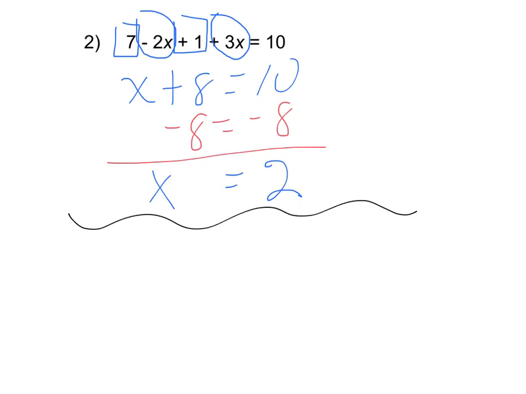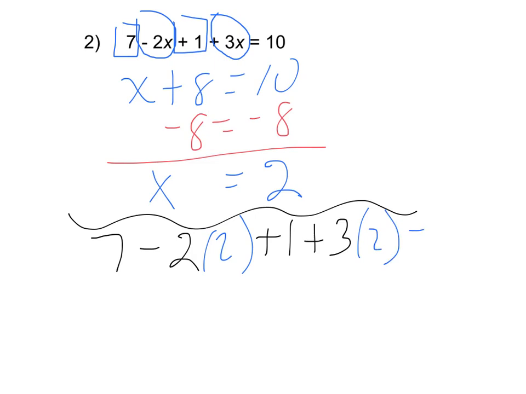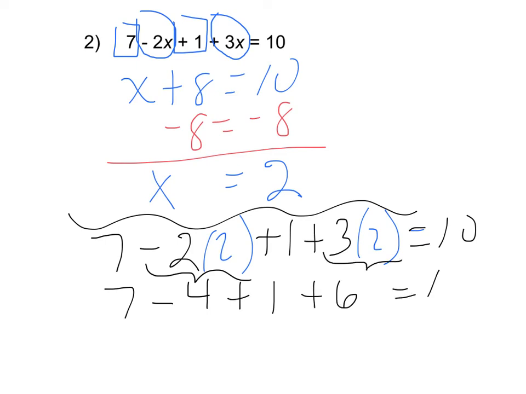So let's just do that really fast. So we have 7, we have minus 2, but that x is a 2 now. We then are going to add just 1, and we're going to have a 3 times a 2. And let's see what that equals. So this is a 7. This together, negative times positive, is negative, so it's minus 4. We have plus 1. We have plus 6 equals 10. So we have 7 minus 4 is 3, plus 1 is 4, plus 6 is 10. Yay! Did it work? Yes, it worked.